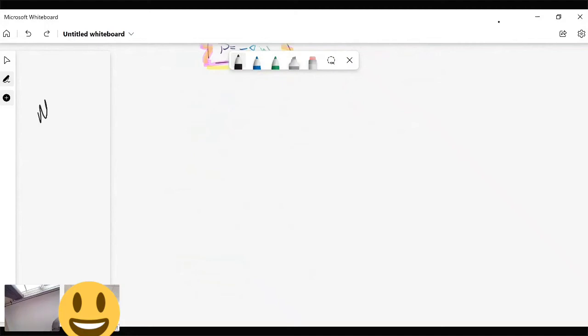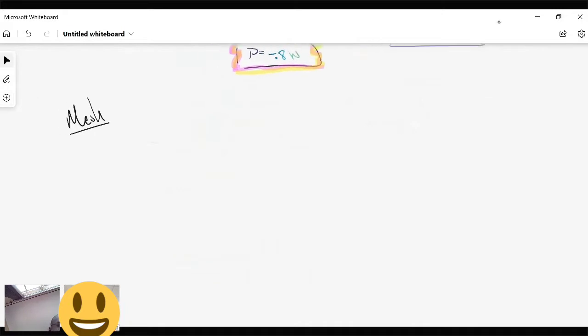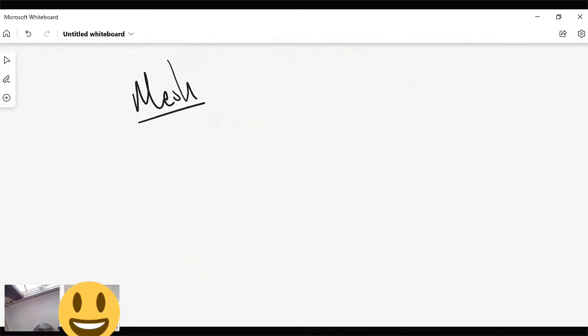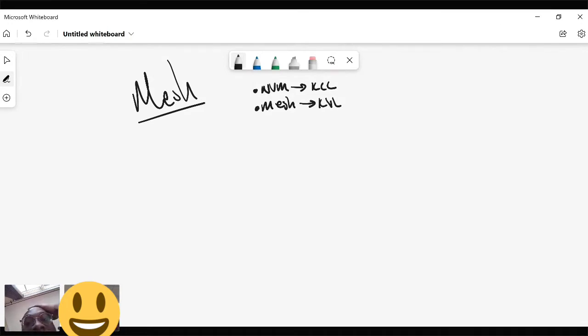So we have mesh. Zoom in. So mesh is the sister to node, obviously. So how node voltage corresponds to KCL, mesh corresponds to KVL. So it's literally a special version of KVL. Are you following me? Yep.